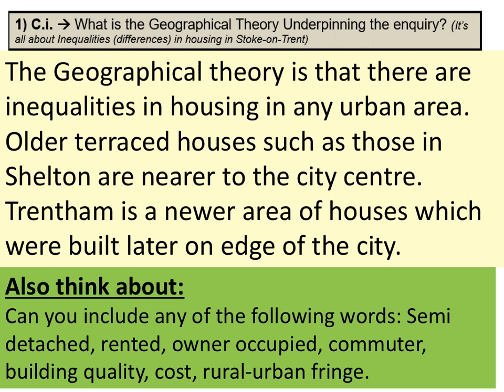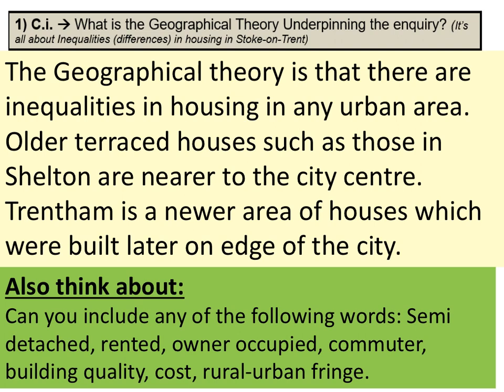The geographical theory is that there are inequalities in housing in any urban area, any city. The older terrace houses tend to be those in our city that are going to be in Shelton. They're going to be nearer to the city centre. Trentham is a newer area of houses which were built later, and that was the edge of the city.